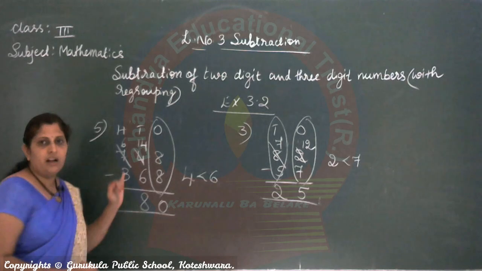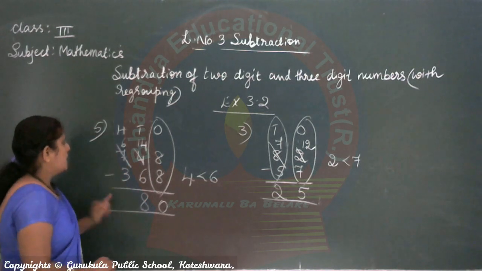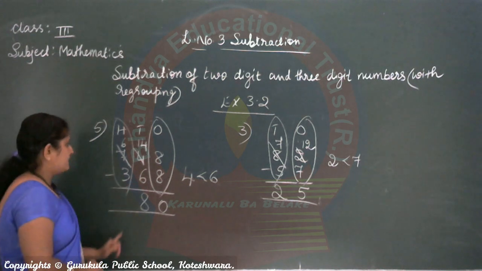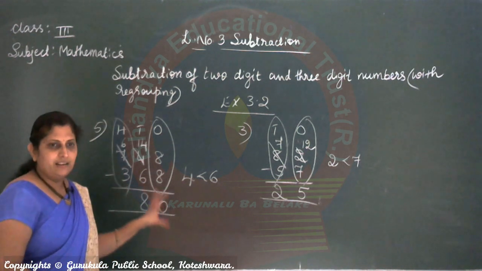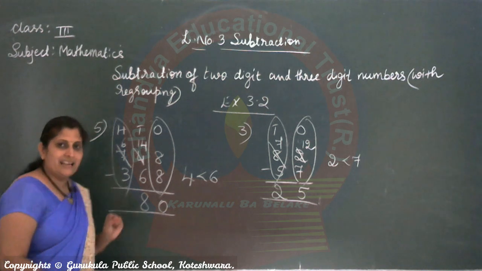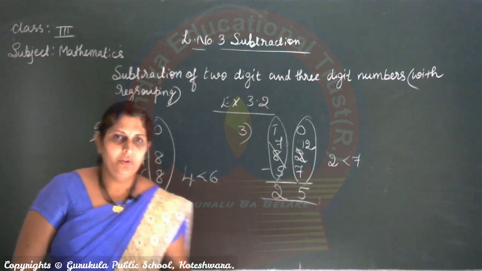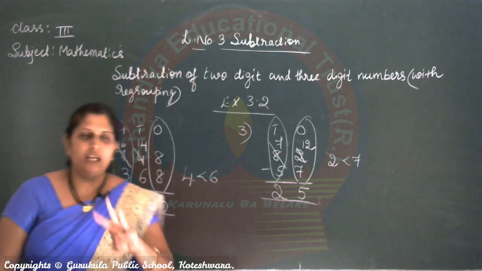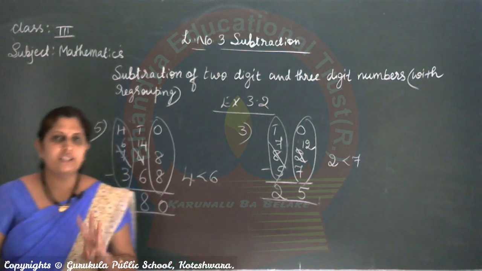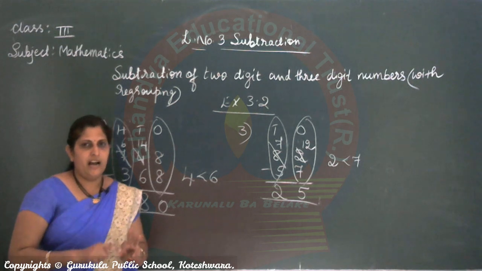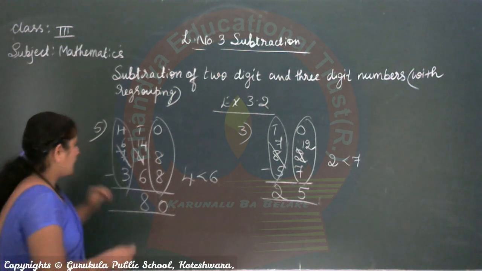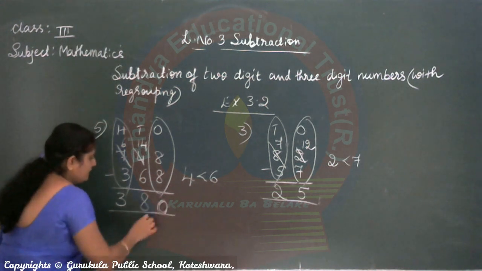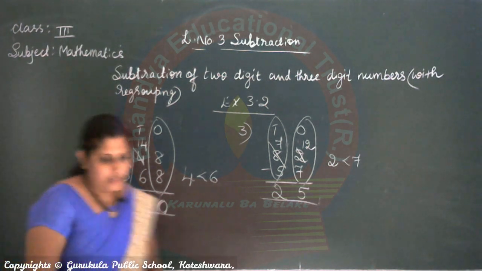We go through the digits in the hundreds place, that is 6 minus 3. 6 is greater than 3, correct? So we can subtract, we don't need to borrow. So 6 minus 3: 6 in your mind, 3 in your hand. Before 6, it is 5, 4, 3. So 380. 380 is the answer.